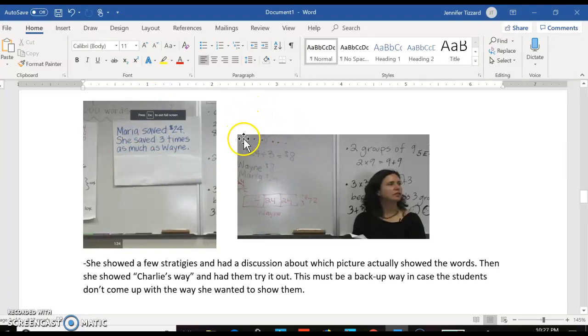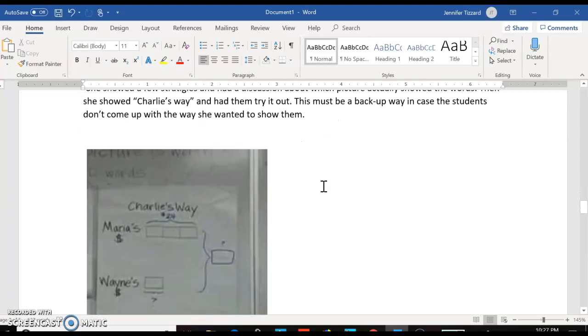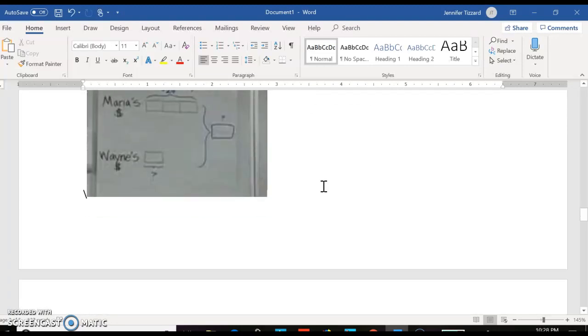And up here, the students did a really good job with groups of 3, and there were 8 groups of 3, so they figured out that he had $8. Then she came up with Charlie's Way. She tried to tell the kids that it was some other student she had that they don't know, but they saw through it and pretended Charlie. Thought that was funny.